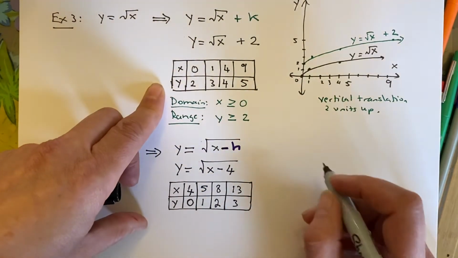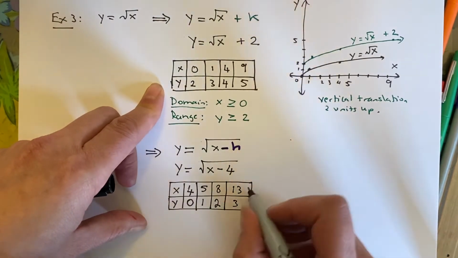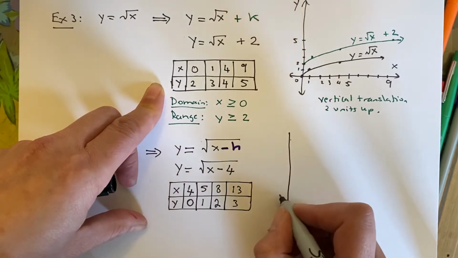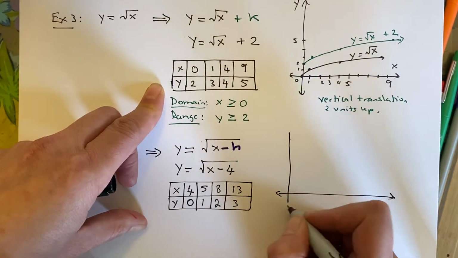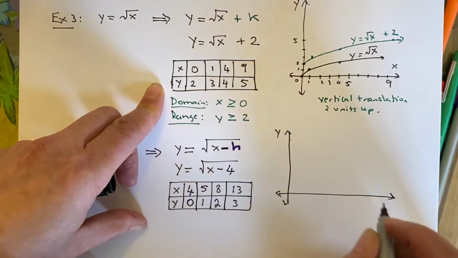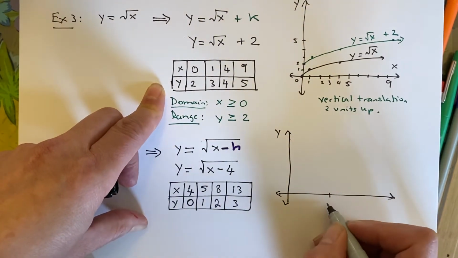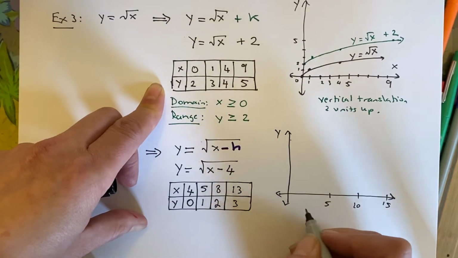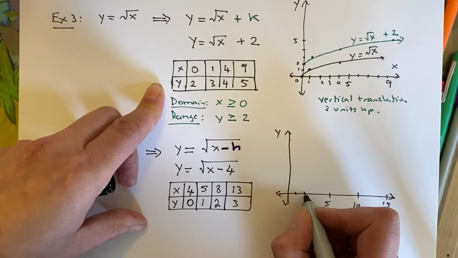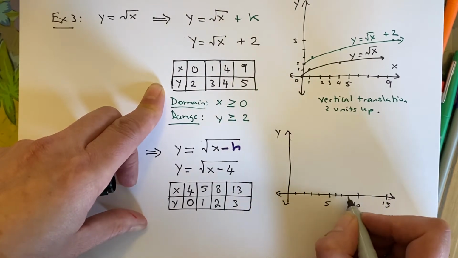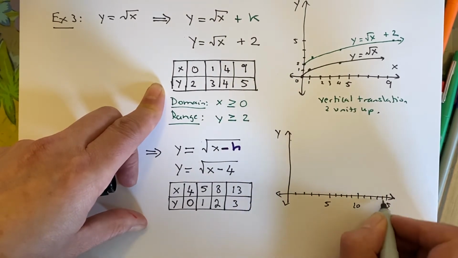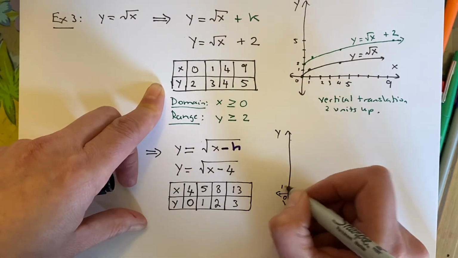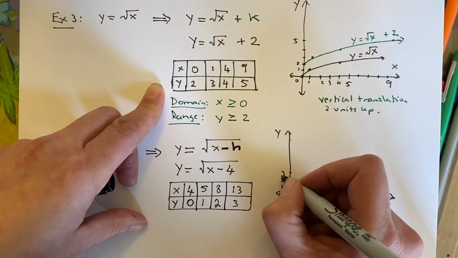Okay, here, if I graph, I need to go out in the x-axis to 13, so I need to go up very far in the y direction. So 5, 10, 15, not as even as it should be, and here I'm going to go up 0, 1, 2, 3.